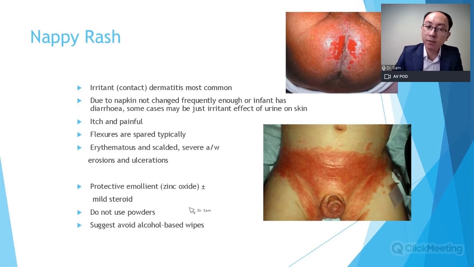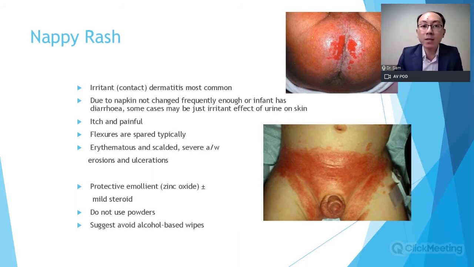So the treatment, I think all of you may know, you advise the patient to use zinc oxide, which is a barrier. And sometimes you can just prescribe a mild steroid. They are very responsive to mild steroid. Normally I recommend hydrocortisone, because moderate to high potency steroids are not recommended. Because this is used on the nappy area, we worry you will have systemic absorption. So a mild steroid should be adequate.